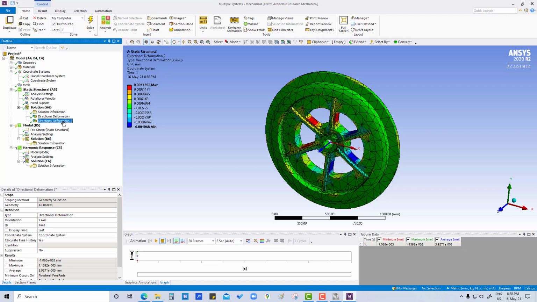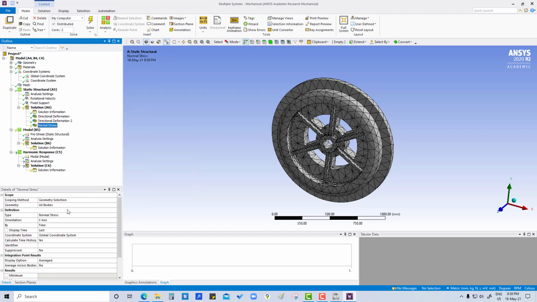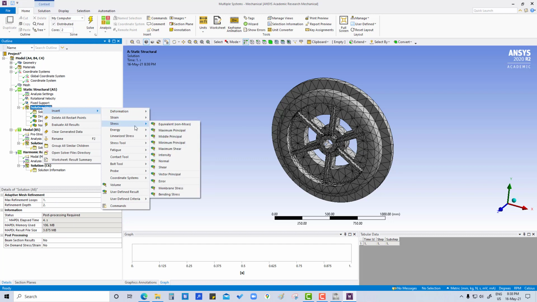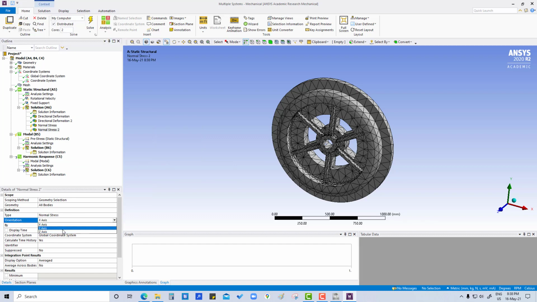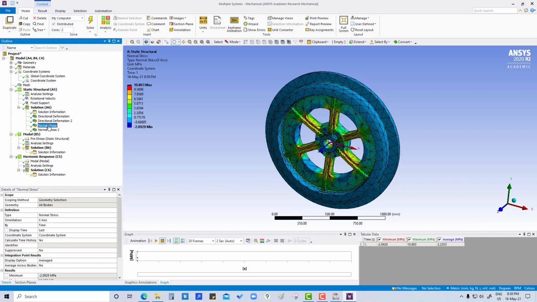Now we are also going to put normal stress results in x and y direction again. So here insert stress normal, that is x. Change this to coordinate system. Okay, now insert stress normal, that is in y. Evaluate. So you can see this normal stress in x direction means radial normal stress, and that is tangential normal stress.